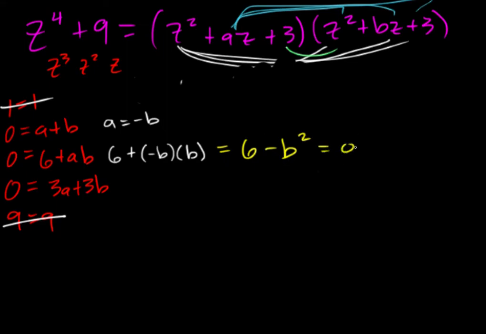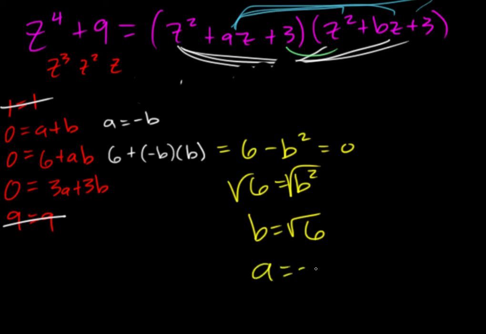So I'm going to add this over here. We get 6 is equal to b squared, square root, and so b is equal to the square root of 6. Okay. And that would mean that a is equal to negative square root of 6 because of this. Okay. And that's it.